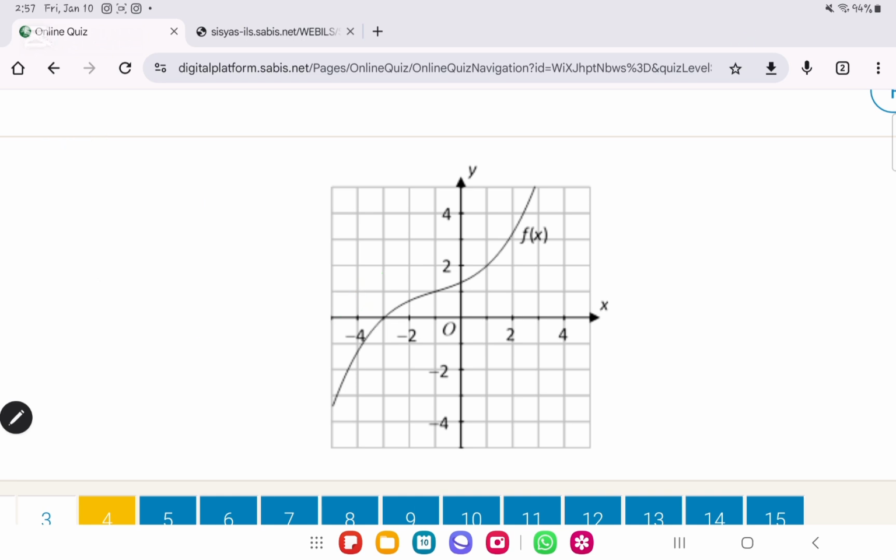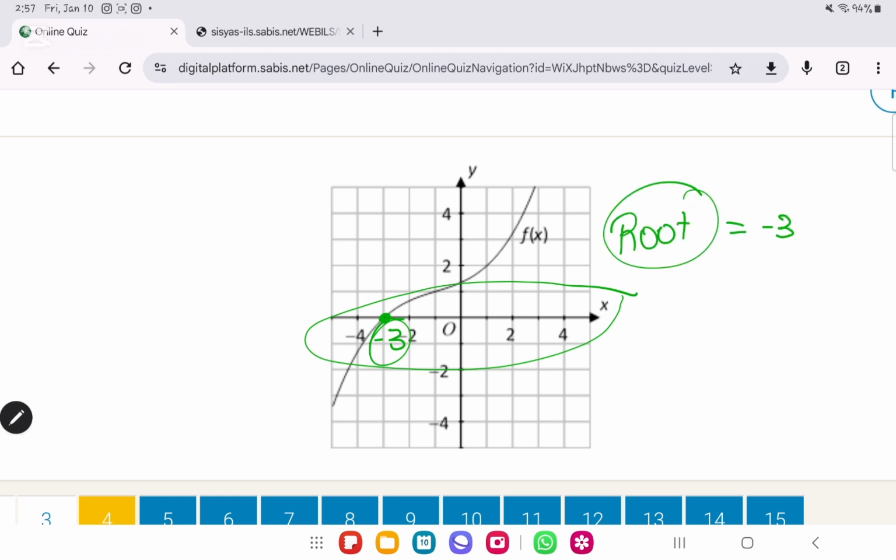So in this case, what we are going to do is look at our x-axis. We are going to take the point over here, at which it intersects the x-axis, which is minus 3. This is what we are going to be looking for as our root. So we found our root. Our root is equal to minus 3.